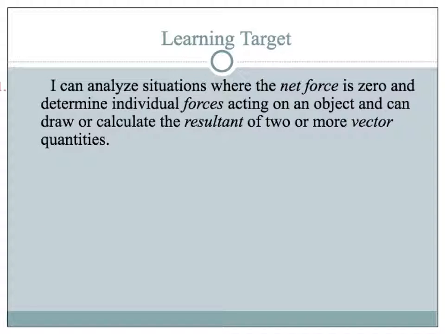The learning target we're focusing on today is target number 1. I can analyze situations where the net force is 0 and determine individual forces acting on an object and can draw or calculate the resultant of 2 or more vector quantities.